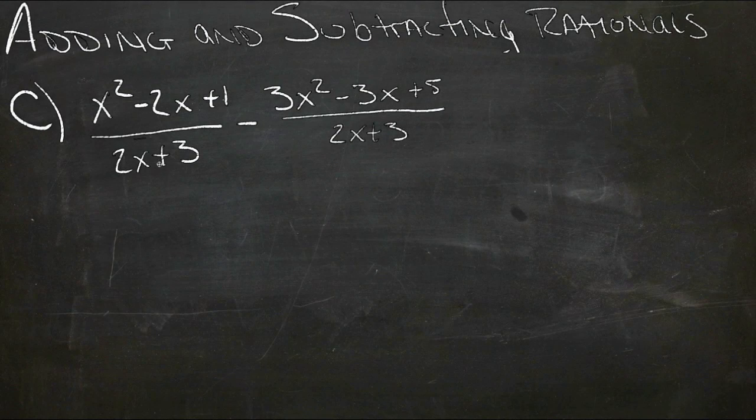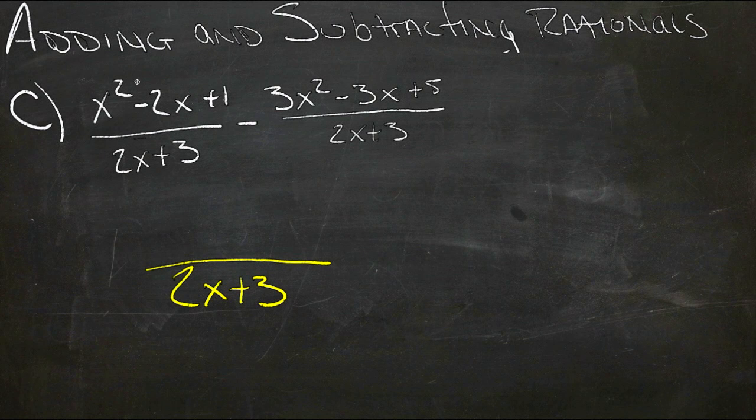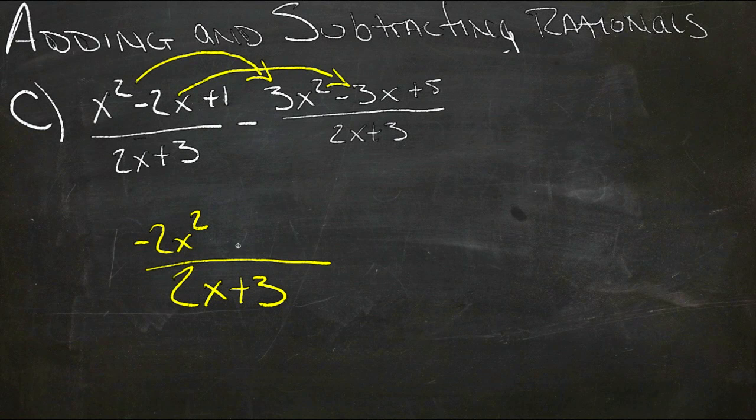Example C, we still have common denominators already, 2x plus 3 and 2x plus 3. So really we're just combining like terms again on top. Our denominator stays 2x plus 3. And then our numerator, we have x squared minus 3x squared. So we have negative 2x squared. And then we have negative 2x minus negative 3x. So that's going to be positive x. And positive 1 minus positive 5, it's going to be negative 4.